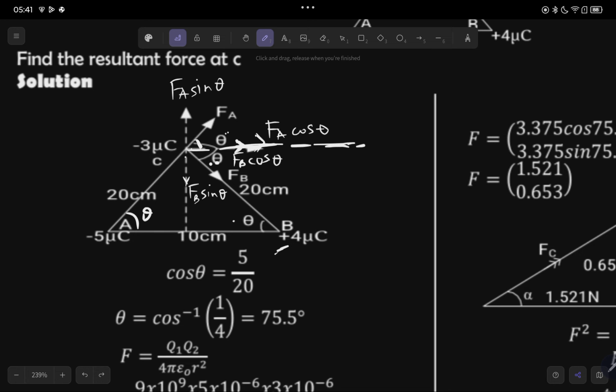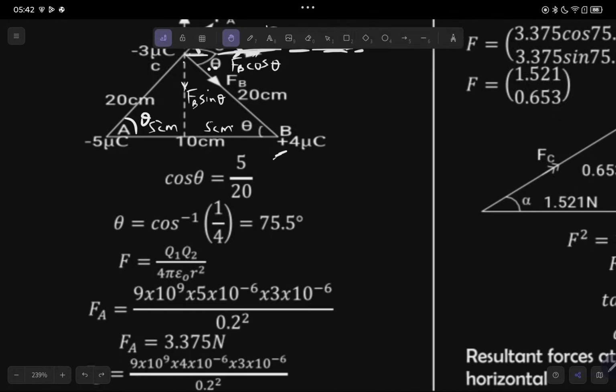Now, we have a 10. This altitude we have chopped from the vertex coming downwards, we divide it into two equal parts. So you'll have 5 centimeters here, and you'll have 5 centimeters there. Now, the cos of theta will be adjacent over hypotenuse, 5 out of 20, giving us the angle as 75.5 degrees.